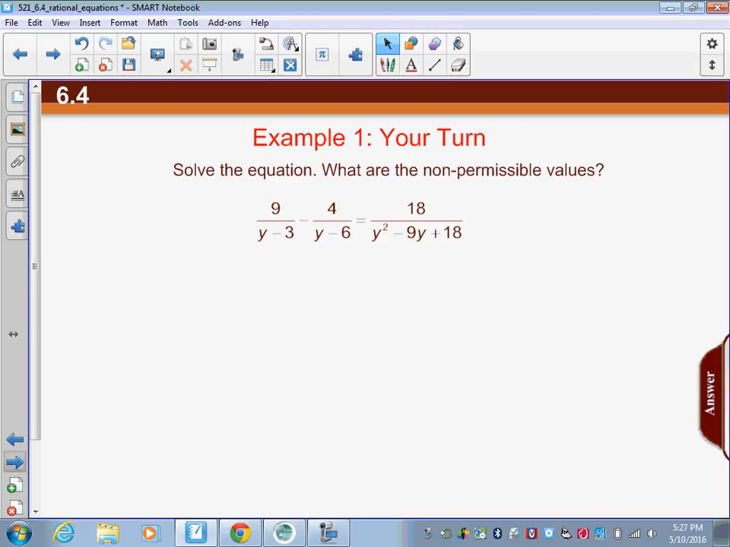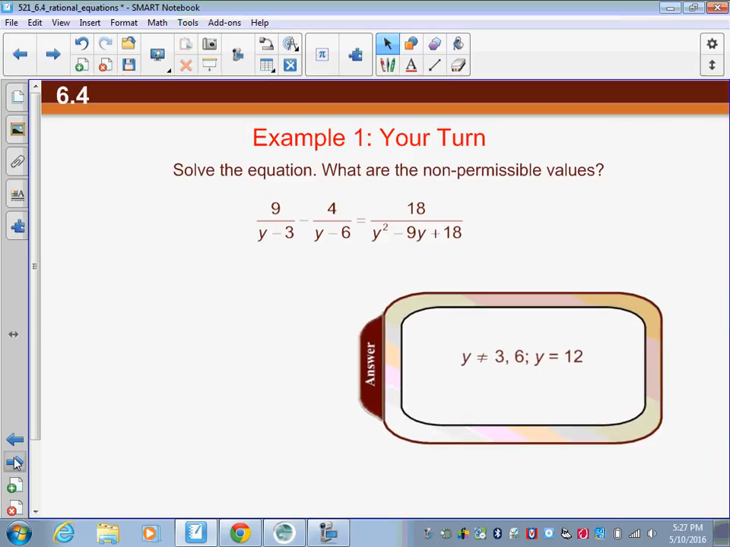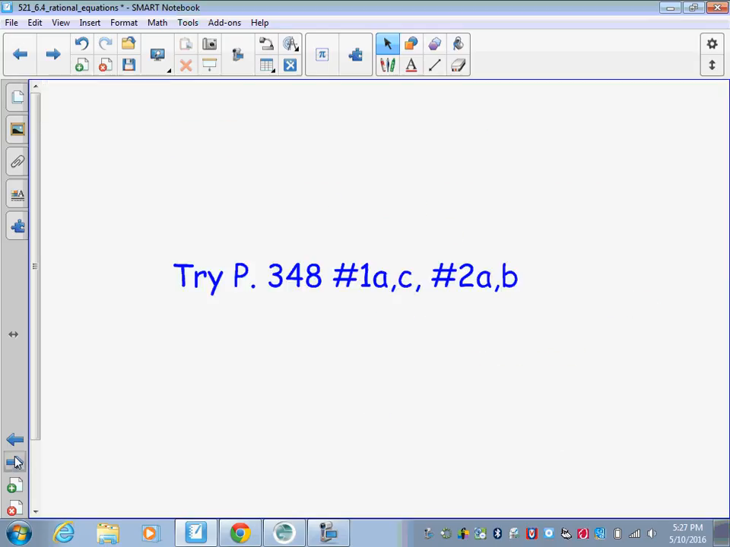The answer to this problem is non-permissible is 3 and 6, and your answer for y is 12. Okay? And you can try those in your book. Any problems, you can let me know in class.